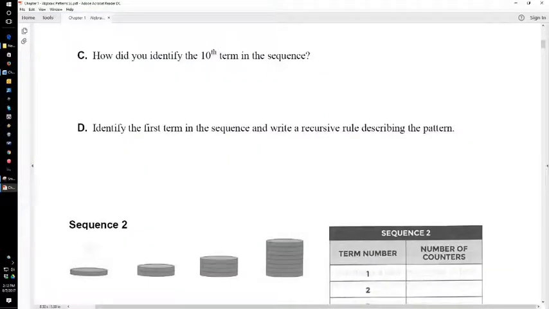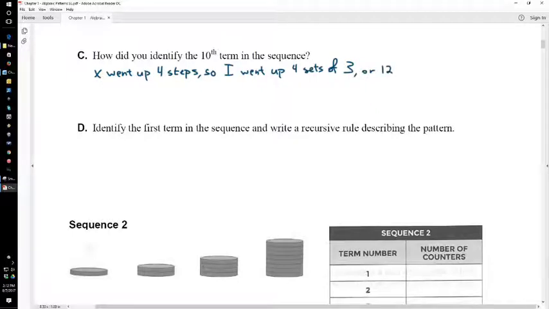Letter C. How did you identify the 10th term in the sequence? Well, back to the last page. We identified the 10th term by saying, well, x went up 4 steps. So I went up 4 sets of 3, or 12 steps.